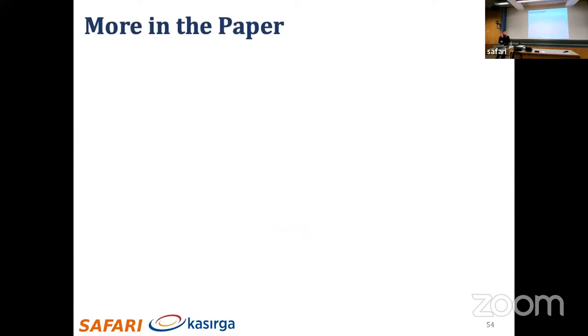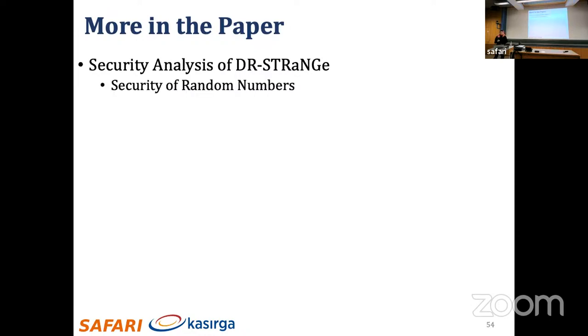Here's the list of other analyses and results in our paper. We discuss the security of Dr. Strange and show that the random numbers stored in the random number buffer are secure because they are only accessed with a system call and the bits are discarded after they are used. We discussed the random number buffer as a timing sidechannel and concluded that Dr. Strange sidechannels are likely to be more difficult to exploit than timing sidechannels from other shared hardware structures.